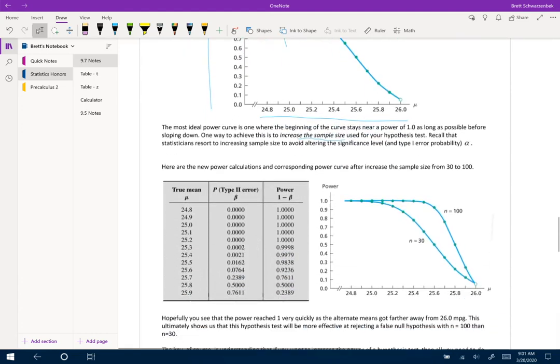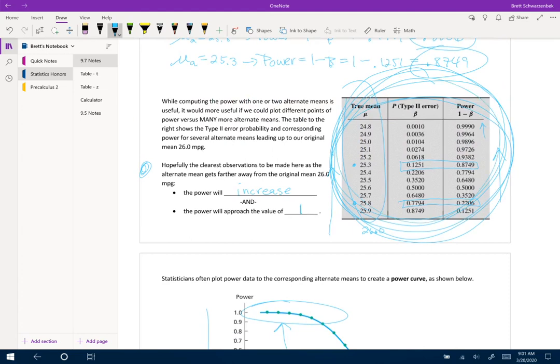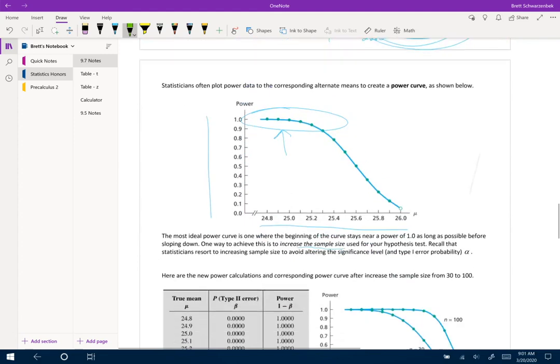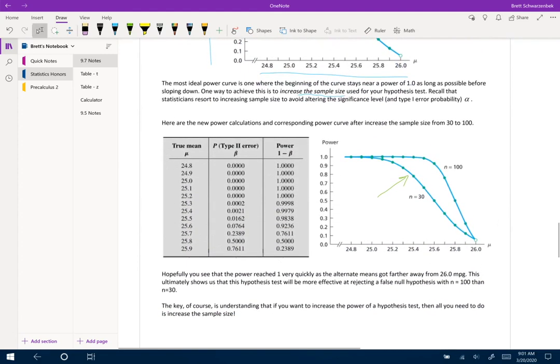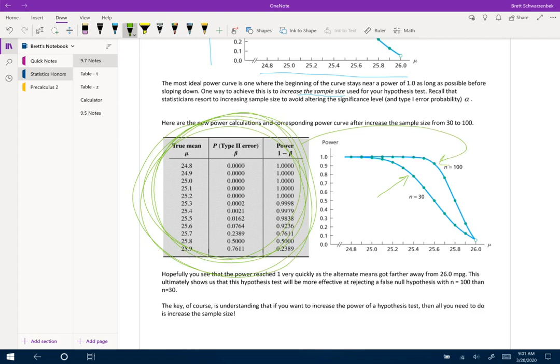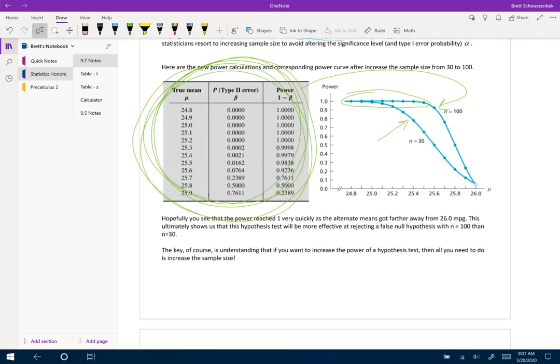So what I did was take our original graph and original table, and I copied the graph. The graph is actually right here. But then I brought in the same calculations with a sample size n of 100 instead, and then graphed it. If you can see, as I increase the sample size, the power of the test actually remained closer to 1 as much as possible. So it's sort of flattened at the top. This is the most ideal scenario in this case.